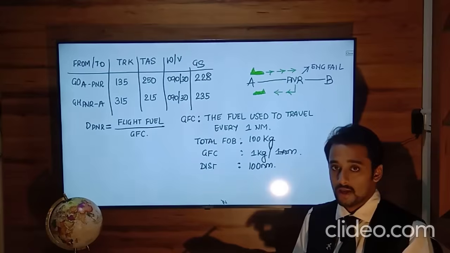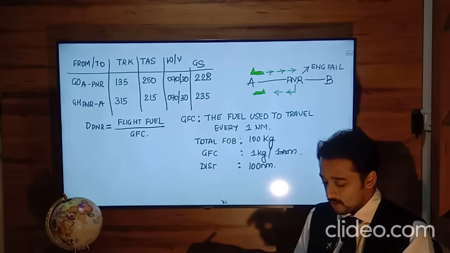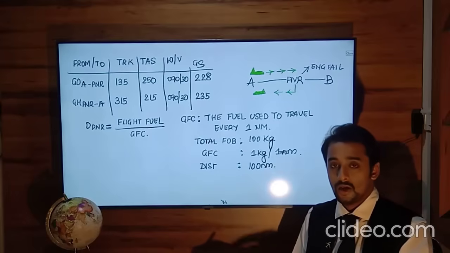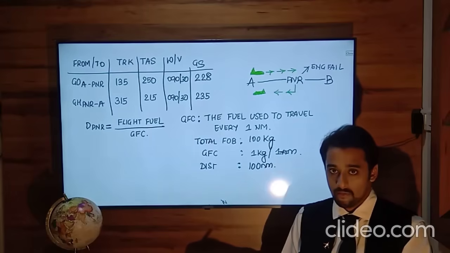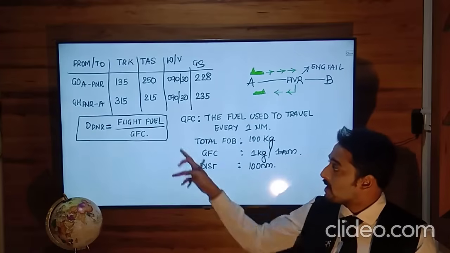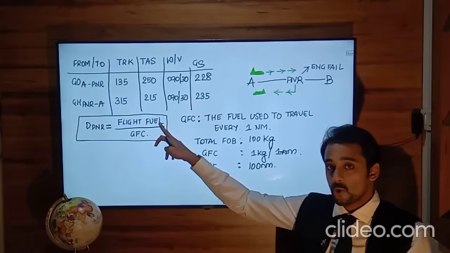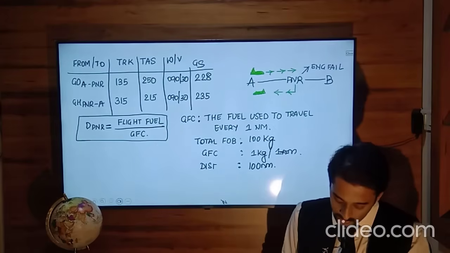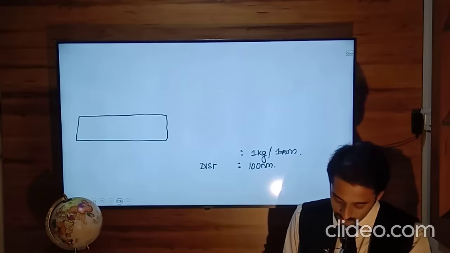So this is how you calculate gross fuel consumption, or this is the idea of gross fuel consumption: fuel used for every 1 nautical mile. Now to calculate the distance to PNR with the help of gross fuel consumption, we know flight fuel, which is fuel on board minus reserve fuel. Let's find gross fuel consumption.